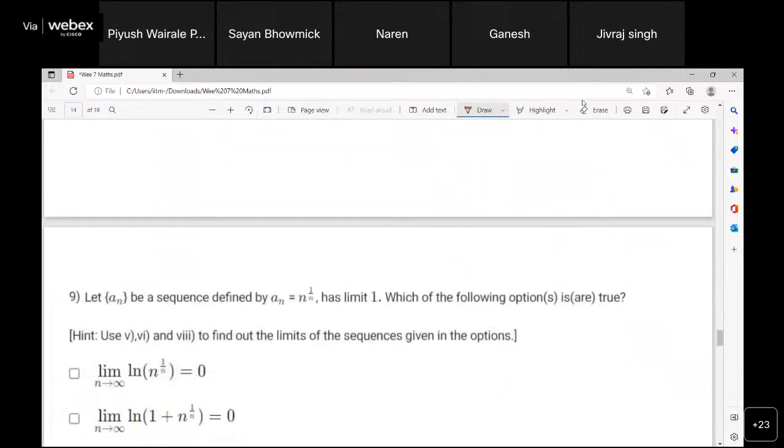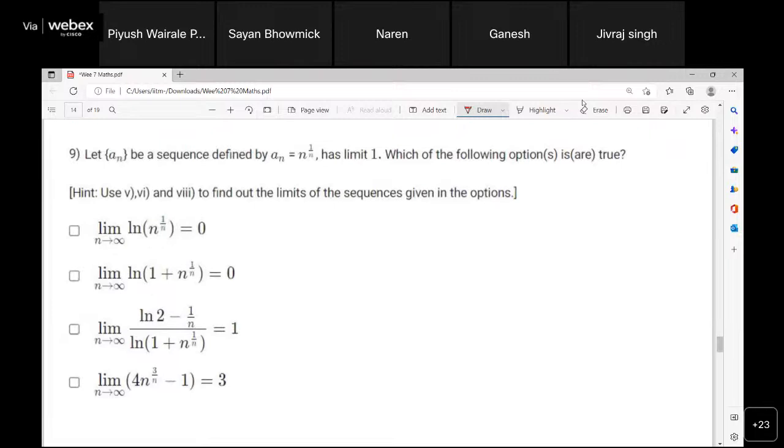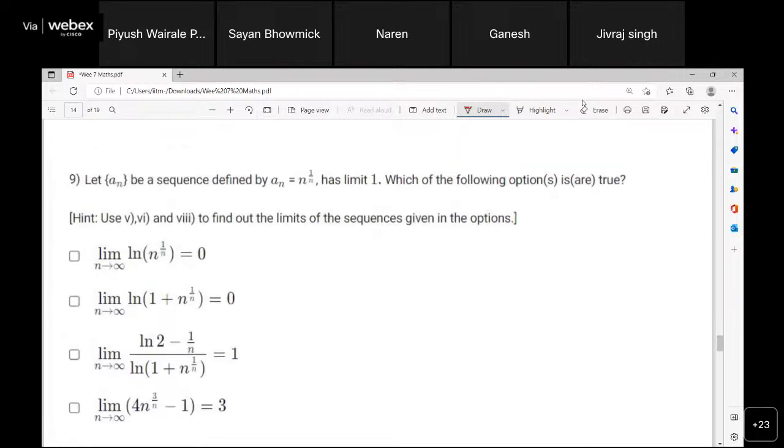Okay, great. Okay, this is the next question. Just try it out. Let A and B be sequences defined by this one which has limit 1. Which of the following options are true?